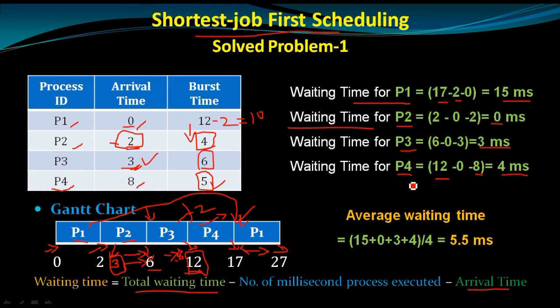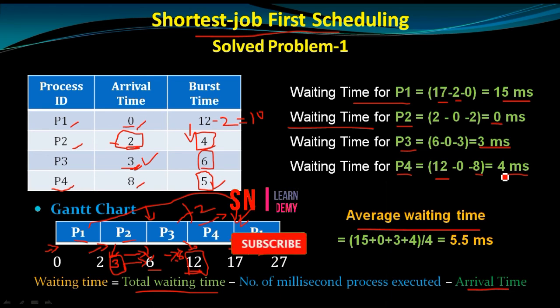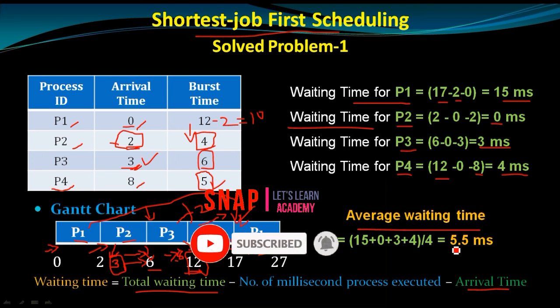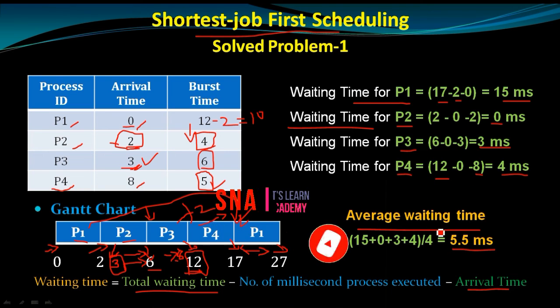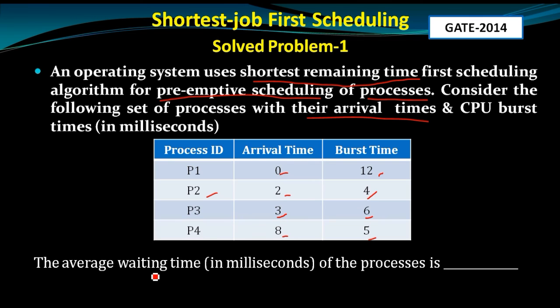After calculating all these waiting times of the four processes, we can calculate the average waiting time by adding 15 plus 0 plus 3 plus 4, right? 15 plus 3 is 18, 18 plus 4 is 22, 22 divided by 4, that is 5.5 millisecond, the average waiting time. So as per the GATE 2014 question, 5.5 is the answer.